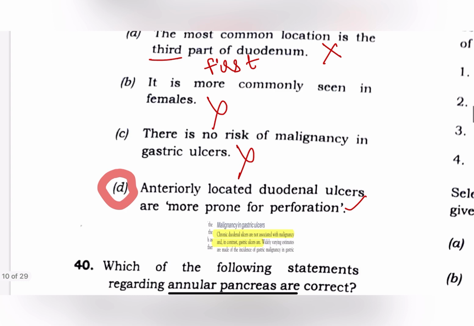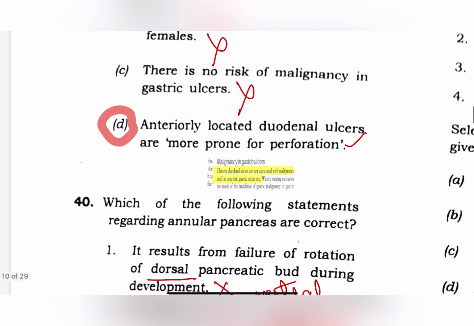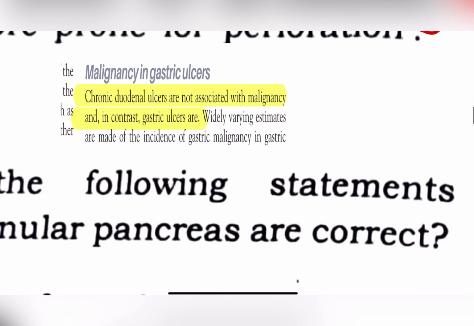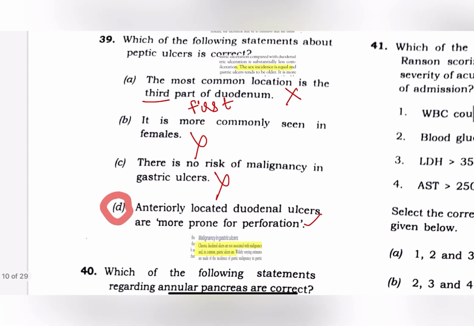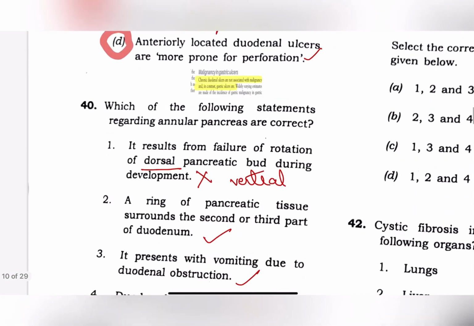There is no risk of malignancy in gastric ulcer. False, there is. Anterior located ulcers are more prone to perforation. That's true, while the posterior ones are more prone to bleeding. Chronic duodenal ulcers are not associated with malignancy, and in contrast gastric ulcers are. So they are saying no risk of malignancy in gastric. No, there is risk of malignancy in gastric but not in duodenal. So the fourth statement is right and the first three are wrong.